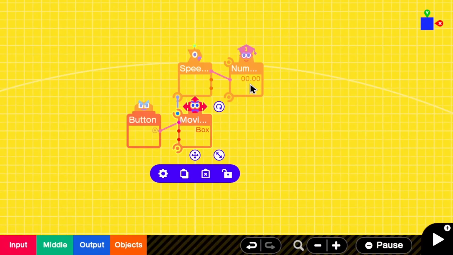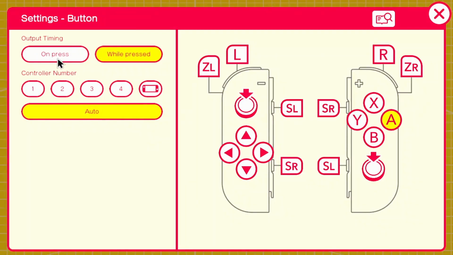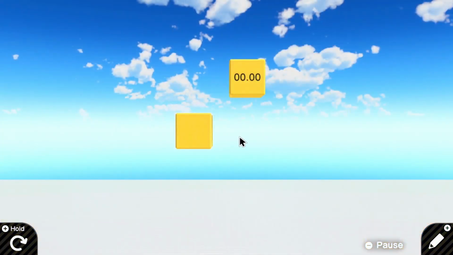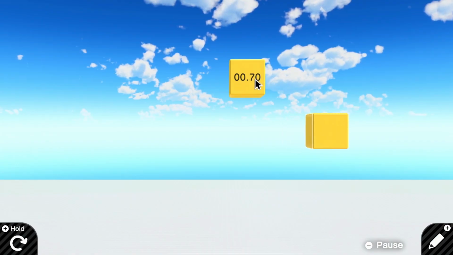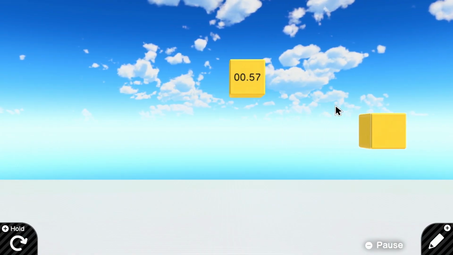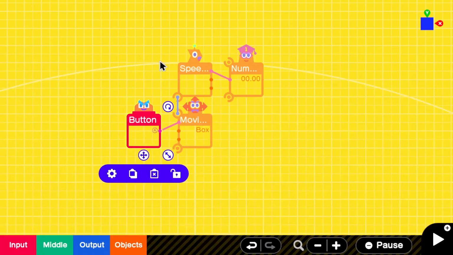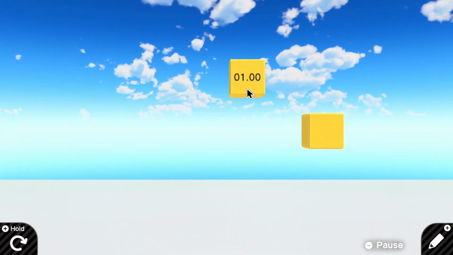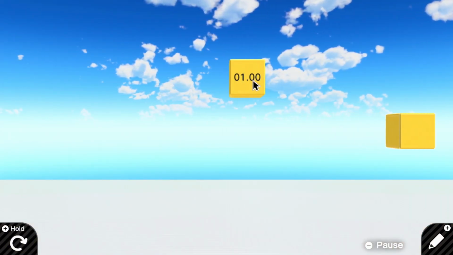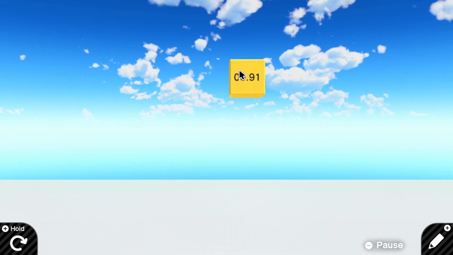And next, for the speed setting, we do the same thing with on press. When I press the button, it goes to 1 for the first moment, and then it slowly goes down. But when I hold the button, it just stays at a consistent 1 meter per second. And yeah, when I let go, it starts slowing down again.